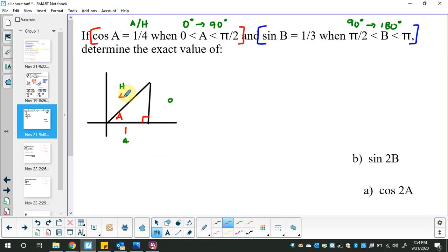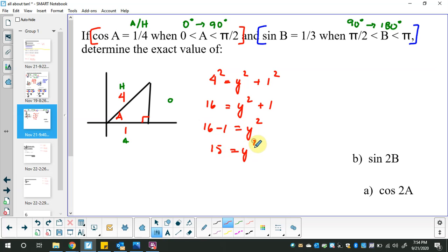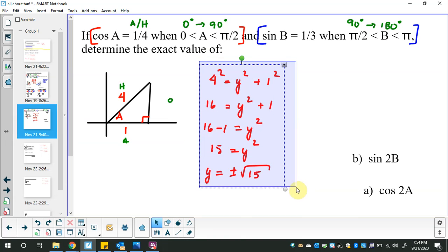1 over 4. So we need to figure out opposite, which is a non-hypotenuse. I'll do it here and then scale it back a little bit. Hypotenuse squared equals up and down squared plus the other one squared. So that's 16 equals y squared plus 1. 16 minus 1 equals y squared. 15 equals y squared. And y would be equal to plus or minus the square root of 15, which is not pretty and also not reducible. So I do have to worry about that reduced radical form stuff.